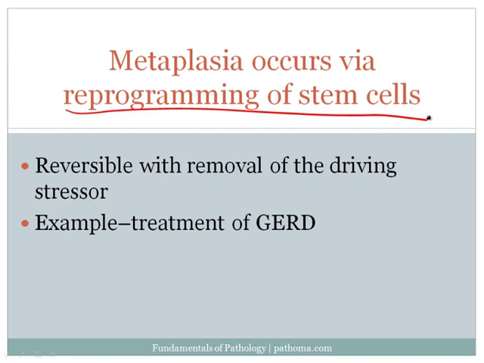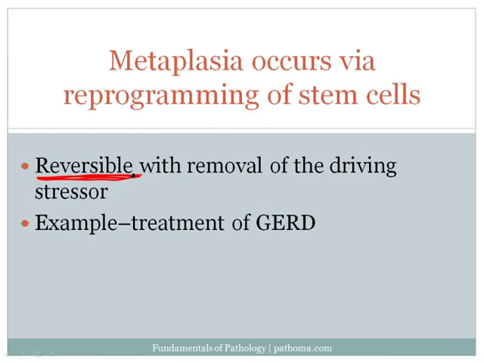And when they convert themselves to columnar cells, that results in the metaplasia that we've been discussing. Now, very important to know, metaplasia is reversible. That's a high-yield principle. If you remove the driving stress, the key stress that led to the metaplasia, that will then result in reversal of the metaplasia.